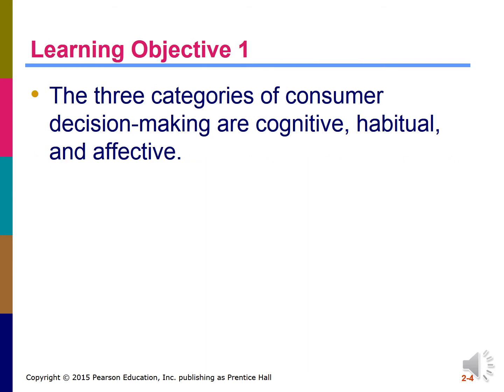The first learning objective in this chapter points out that consumers make decisions in different ways. These decisions are made in response to a problem that each consumer feels. Some of our decisions are highly rational. Some are irrational. Others are made by habit. Still others are made on the basis of emotion. Some decisions take a long time to make, and others take just a few seconds. Thus, the 3 categories of consumer decision making are cognitive, habitual, and affective.